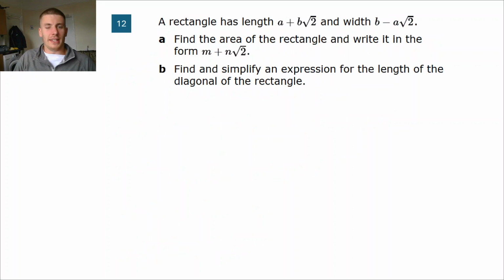Question number 12 is this. It says a rectangle has a length a plus b root 2 and a width b take away a root 2. Find the area of the rectangle and write it in the form m plus n root 2. So we want to find the area here.